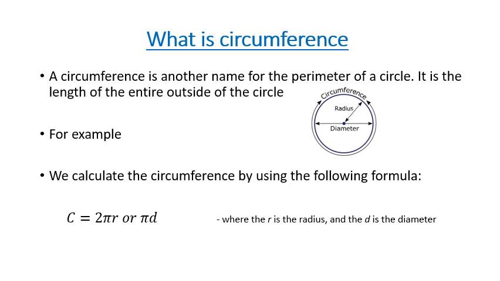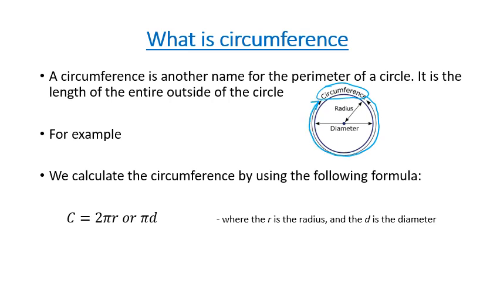Now, something else you may be asked to measure is the circumference of a circle. The circumference of a circle is essentially another name for the perimeter of a circle. It's the length around a circle. For example, if you look at our diagram here, the circumference is all the way around, okay?